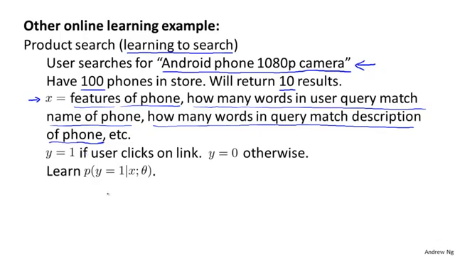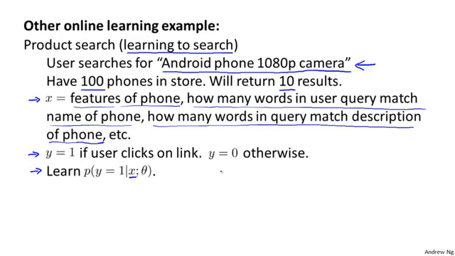What we'd like to do is estimate the probability that a user will click on the link for a specific phone, because we want to show the user phones that they're likely to want to buy. We want to show the user phones that they have a high probability of clicking on in their web browser. So I'm going to define y equals 1 if a user clicks on a link for a phone, and y equals 0 otherwise. And what I would like to do is learn the probability that a user will click on a specific phone given the features x, which capture properties of the phone and how well the query matches the phone.